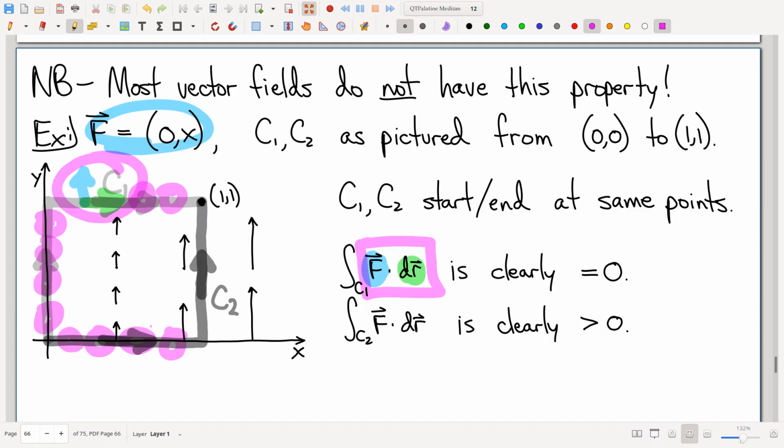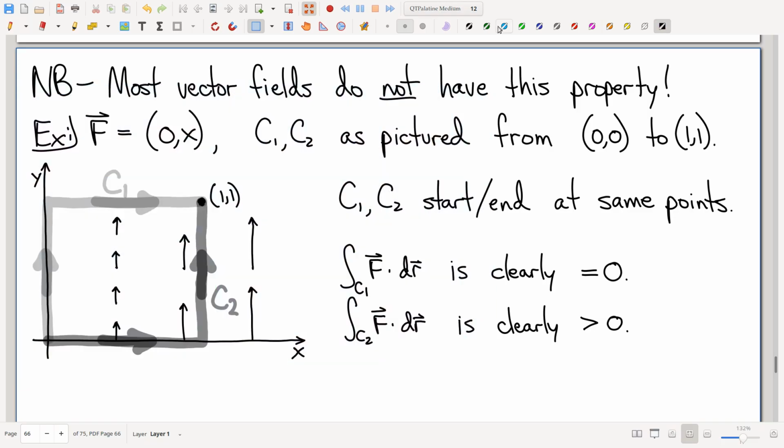But then you notice that on this right edge, the vector field and the dr are both pointing the same direction. They're non-zero and they're pointing the same direction. And so we're going to be picking up positive amounts of line integral all the way along that right side piece of curve there.